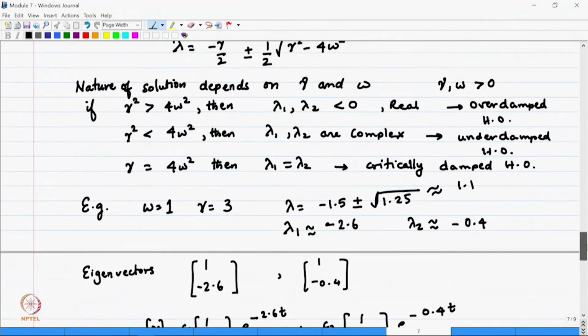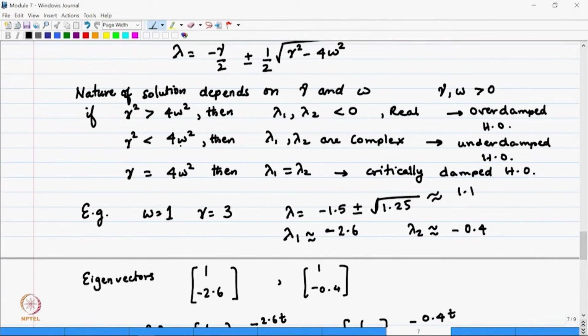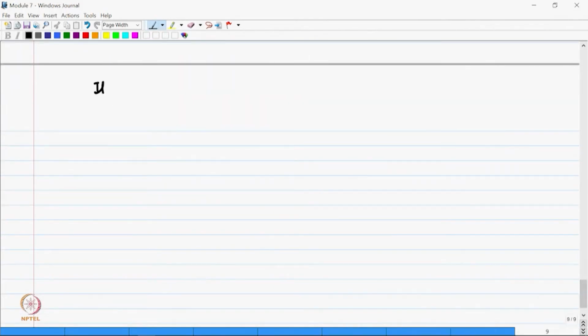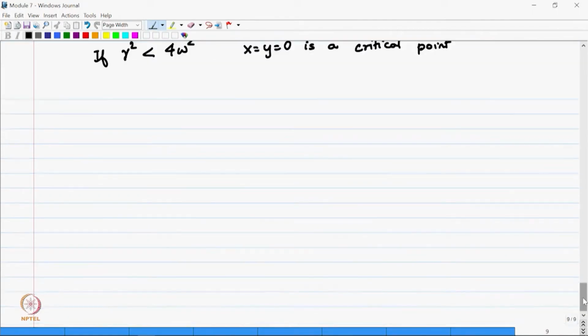Let us look at another case where gamma square is less than 4 omega square. So, what does it look like for gamma square less than 4 omega square? You can take certain values of gamma and omega, but I'll just show what the solution will look like in this case. Again, x equal to y equal to 0 is a critical point. Let me just take gamma equal to 1, omega equal to 2.